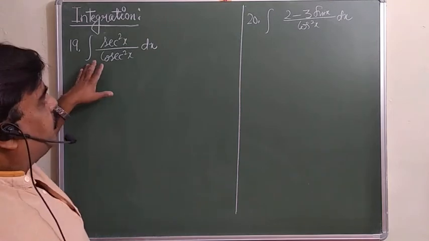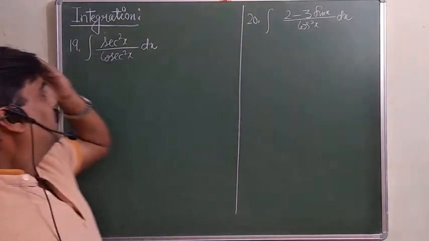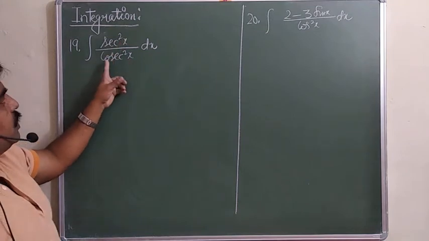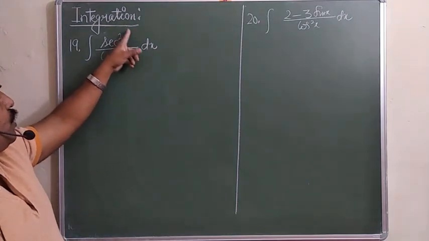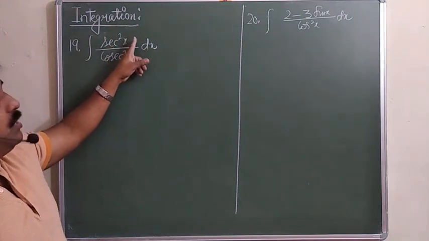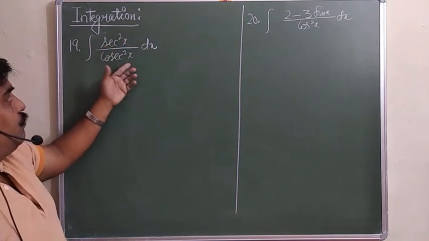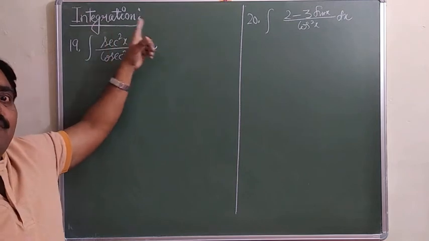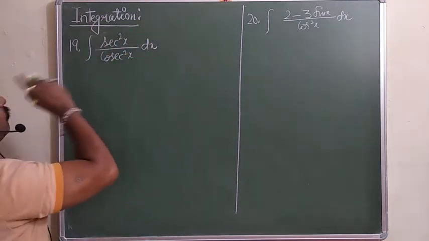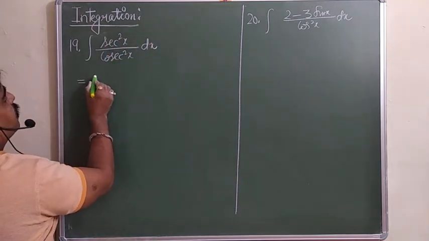Okay, now questions 19 and 20 we will also discuss. Question 19 is the integral of sec square x over cosec square x dx. We want to find the antiderivative of this one. We cannot apply the quotient formula, because there is no such formula for antiderivatives. In derivatives you can apply the quotient formula there only. So what we will do, you are supposed to break this.